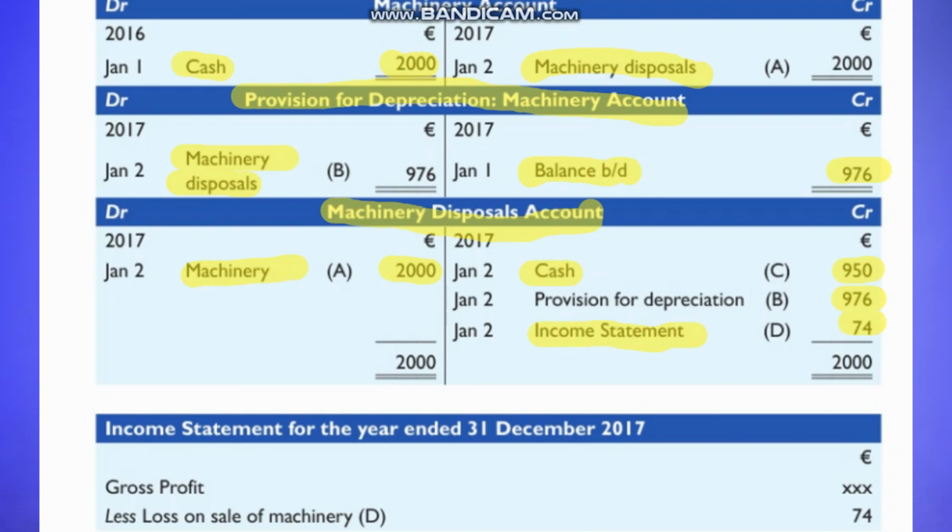So it's only after you've prepared the machinery disposals account that you'll be able to know if you've actually made a profit or a loss on the sale of a non-current asset. And similarly, this 74 euros loss will go to your income statement, and this is put after the gross profit. And if you can remember, if you made a gain on disposal, you'll basically add it to the gross profit. But in this case, since you've made a loss on the sale of a non-current asset, you will deduct it from your gross profit. And this is 74 euros, which we have got from the machinery disposals account.